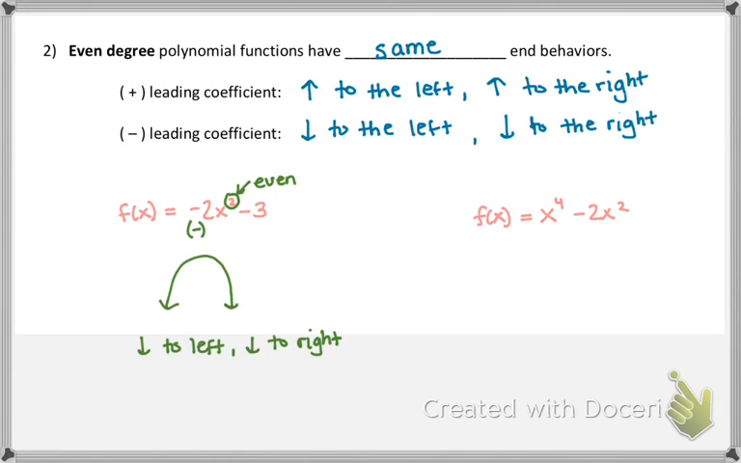And then for my second function, I see that x to the fourth, my degree is again even. That means both end behaviors are going to be the same. And my leading coefficient is 1, it's positive. So that means they're both going to point up to the left and to the right. And x to the fourth is some type of W, so it's going to look something like that. So it's going to be up to the left and up to the right.